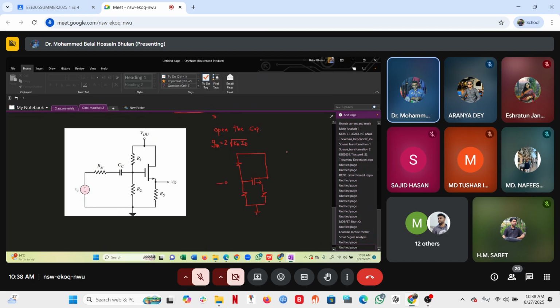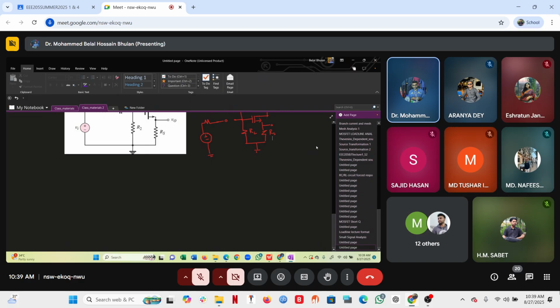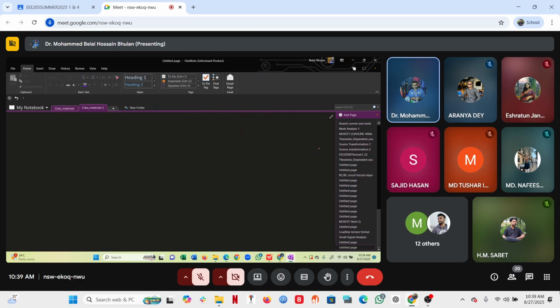Open the capacitor. Okay, and then R1, R2, RS. So if you solve it, I can determine I_D. Of course, when you're going to solve it, we're going to consider the MOSFET is operating in the saturation region. Alright. So next, we're going to draw the AC equivalent circuit. Let me draw the AC equivalent circuit.